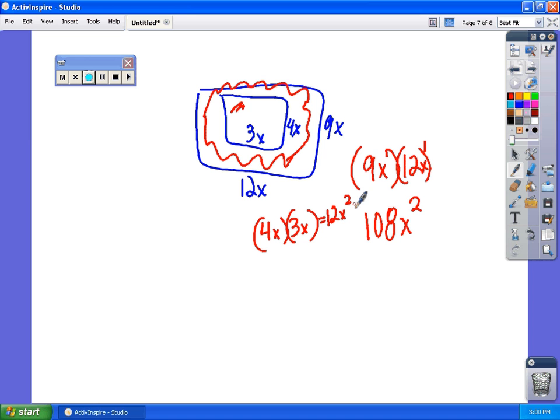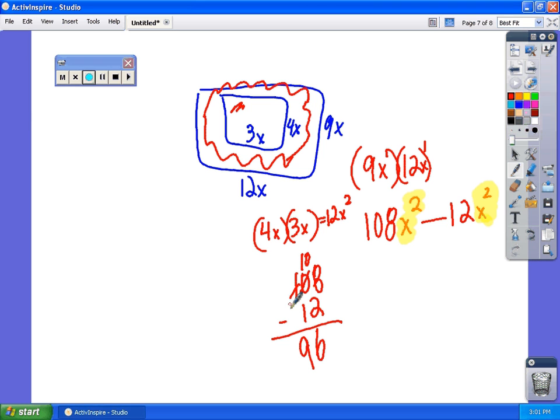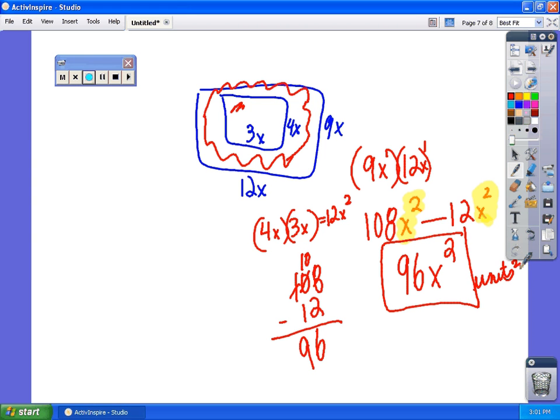Well, we're going to take the whole area and subtract the part that we don't want. And now, since both of these variables are x squared, well, you could just subtract 108 minus 12, and that'll get you your answer of 96 x squared would be the area. So we're just going to put, since there's no units labeled, square units, because we're talking about area.